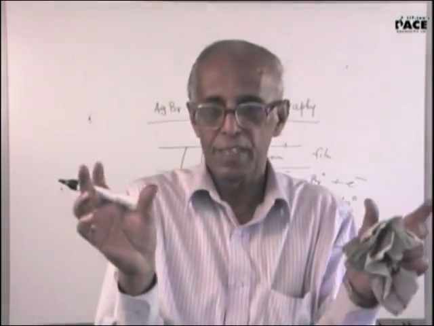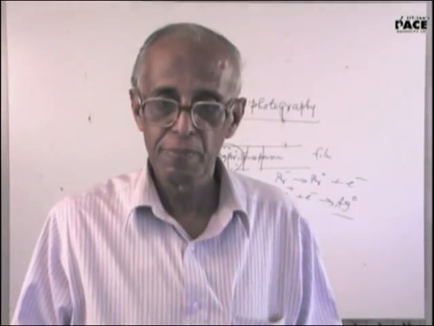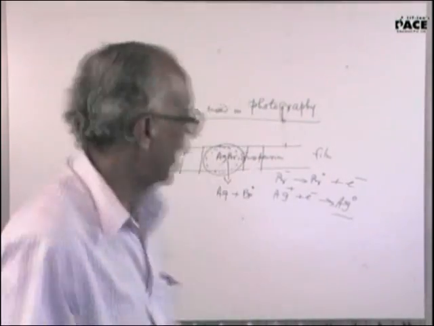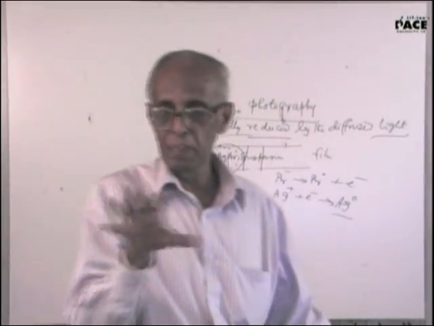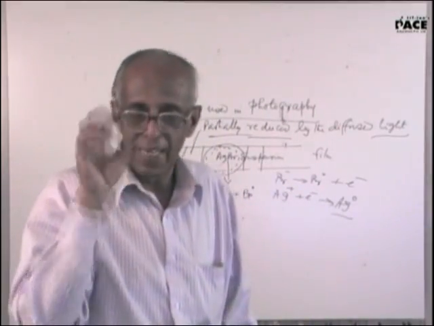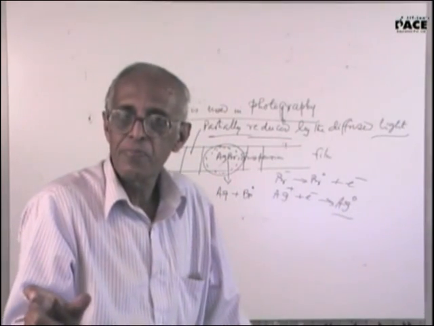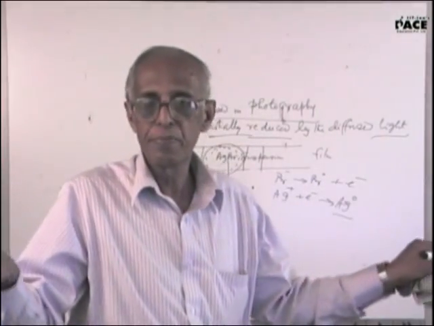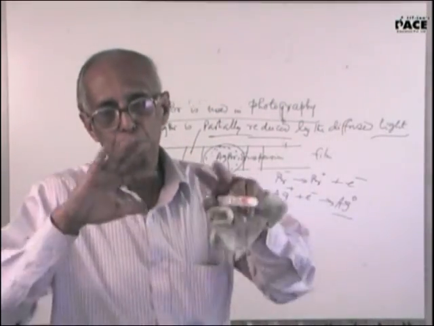The immediate portion of the film, that is next to the portion which is not exposed to white light but is exposed to the diffused light, is partially reduced. So the portion of the film which is adjacent to where light fell directly is affected by the diffuse light. As a result, it is not completely reduced, it is partially reduced.